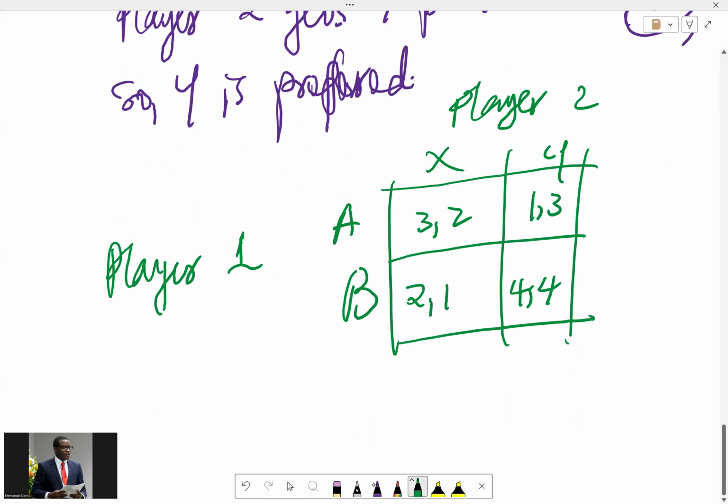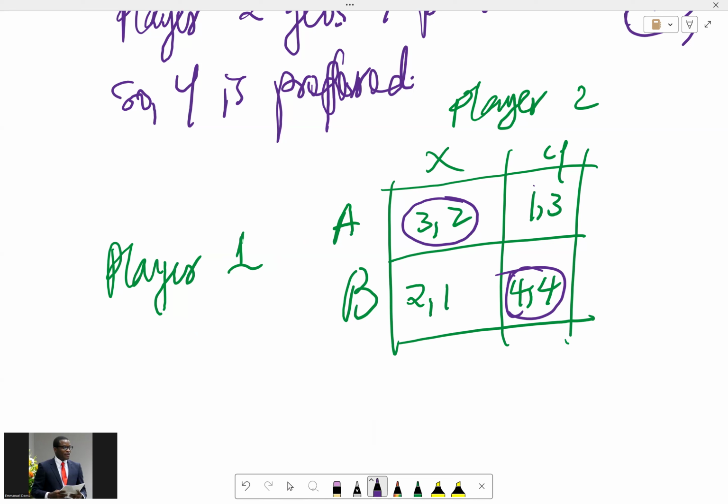So imagine that for player one, we want to see the best response. If player two is using strategy X, player one would have 3 and 2, and 3 is better, right? If player two uses strategy Y, then player one would have 1 and 4, and 4 is actually better. Those are the possible best responses for player one.